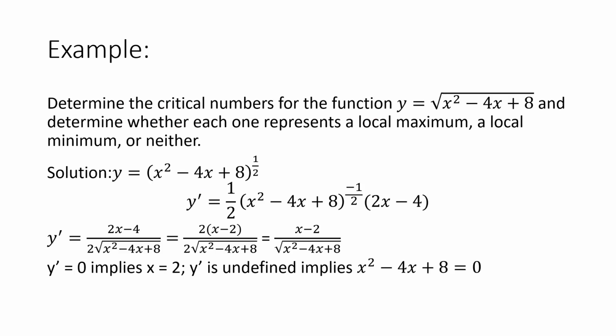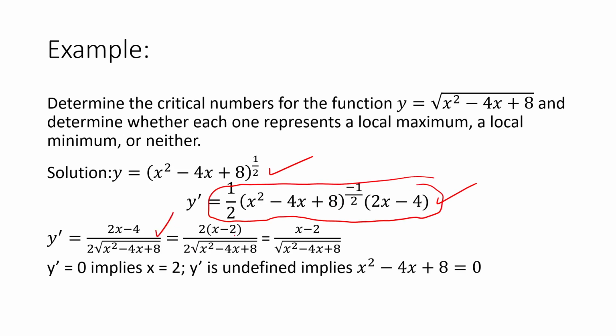In our next example, we're going to determine critical numbers for the function shown and then determine whether each one is a local max, a local min, or neither. So the function square root of that quadratic will be re-expressed as that quadratic raised to the exponent of 1/2. And then when we determine the derivative, we get this expression here using the chain rule. We then just re-express this expression this way. And when we factor the 2 from the numerator and denominator and cross it out, we ultimately get that the first derivative is equal to x minus 2 over the square root of a quadratic.